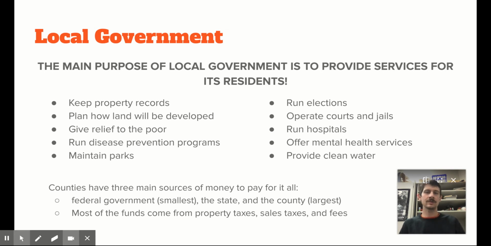Counties have three sources of where they get this money to pay for all of these things. The smallest chunk actually comes from the federal government. So if you think about it, there's over 3,000 county governments. If the federal government is going to take that money and divide it up to all 3,000, there's not a lot there. They also get some from the state, but the majority comes from the county itself. And this goes for city governments and it goes for township as well. Most of these funds are going to come from property taxes, sales taxes, and fees.